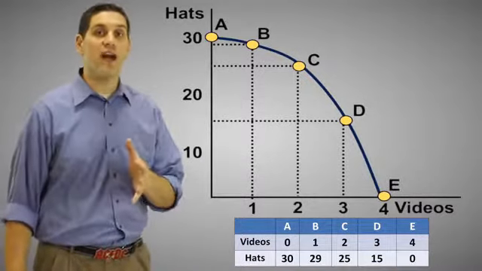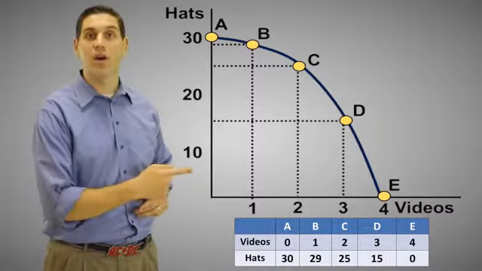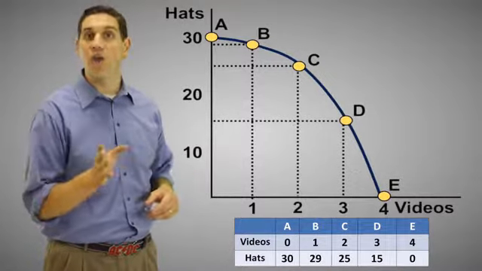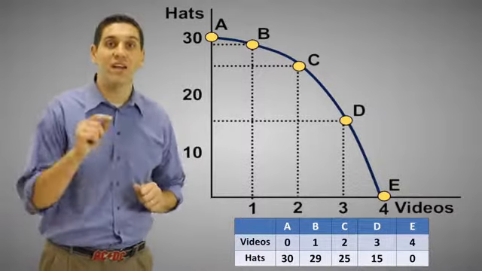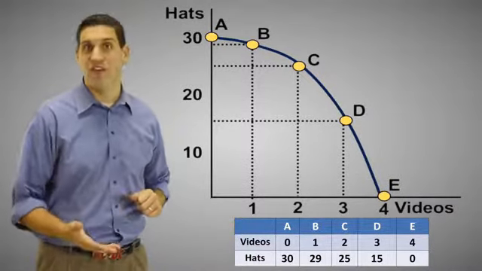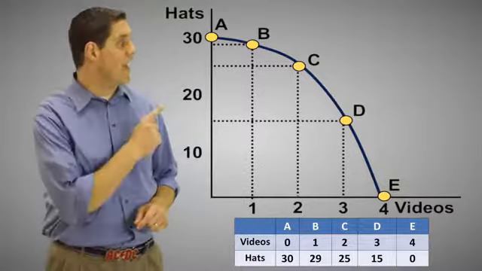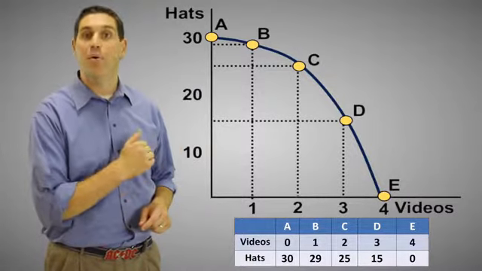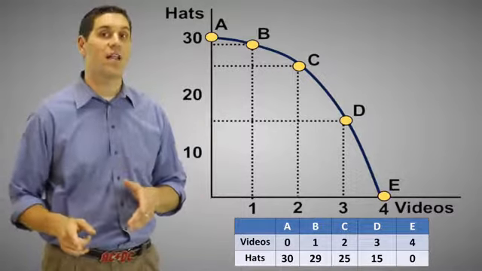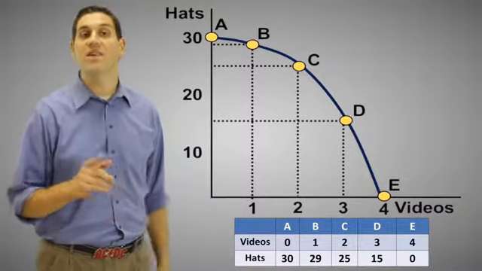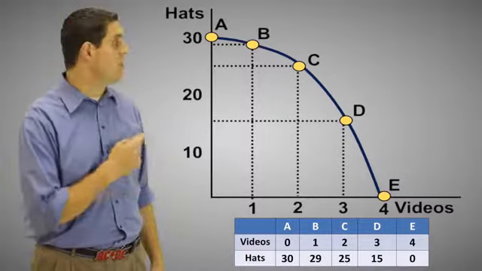The graph shows trade-offs because if I decide to start producing videos, I have to give up hats. Or if I produce hats, I have to give up videos. Opportunity cost is shown by the specific number of hats I give up when I make a video. For example, when I move from combination A to combination B, I'm producing more videos, but I'm also losing hats. The number of hats I lost is the opportunity cost. In this case, producing the first video cost me 1 hat.